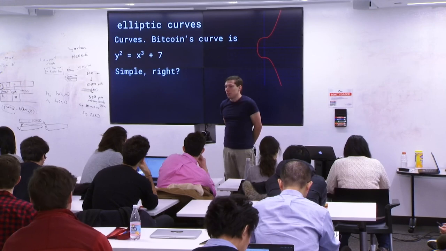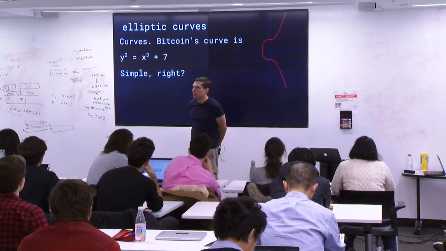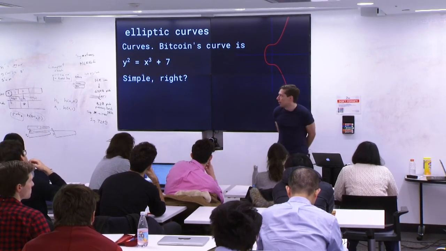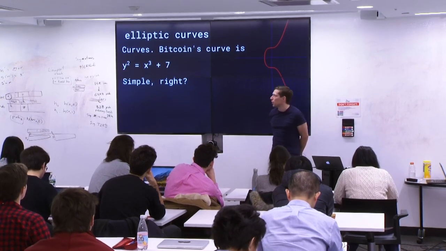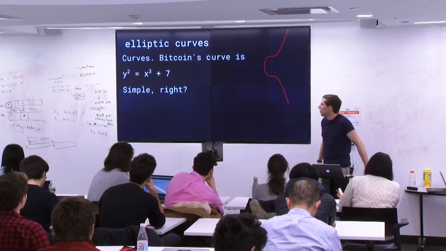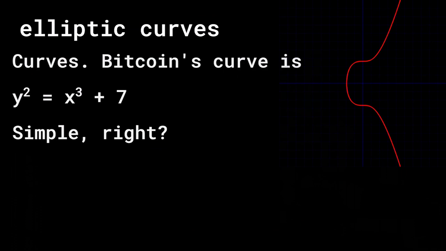They're using these elliptic curves, which are curves of the form y squared equals x cubed plus some coefficient times x squared plus some constant. And in the case of Bitcoin, it's very simple. It's y squared equals x cubed plus 7. And that's the curve Bitcoin uses. And this is what it looks like if you plot it. And that seems really simple.